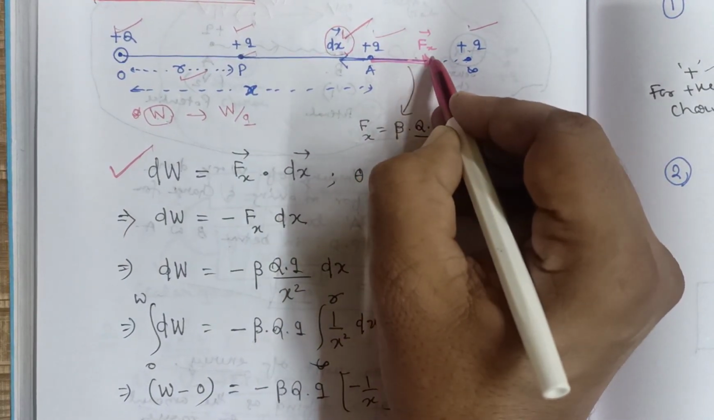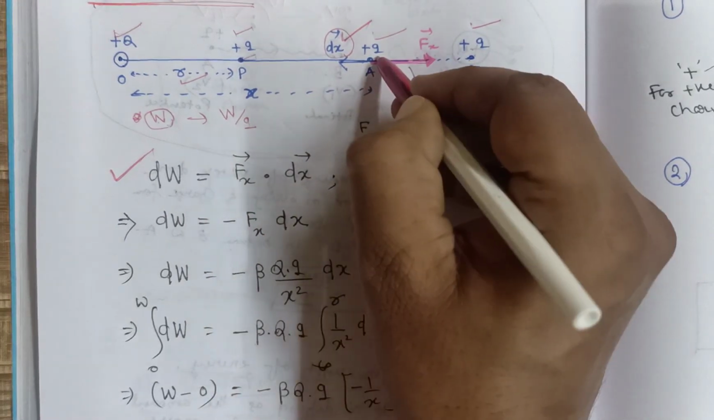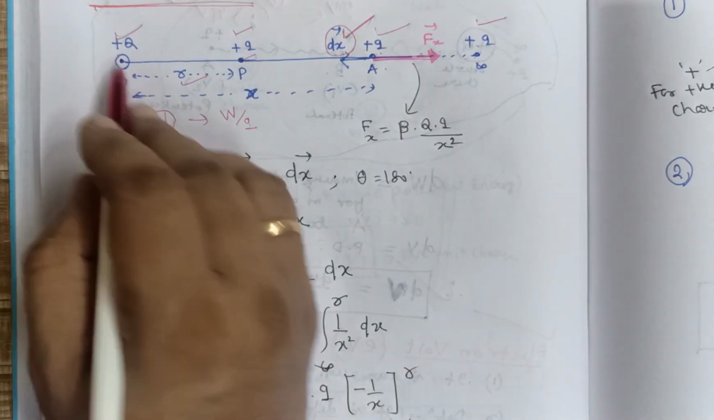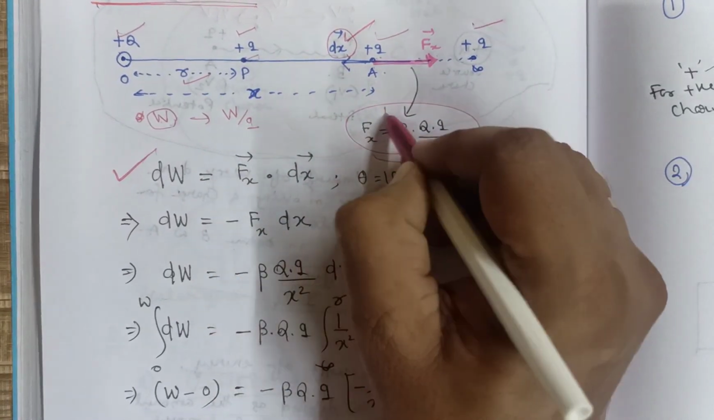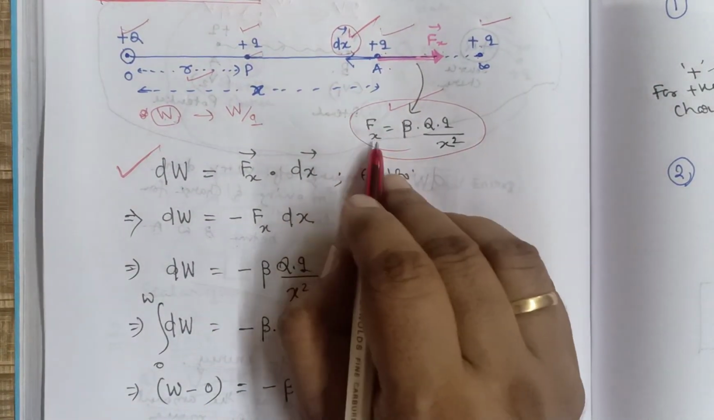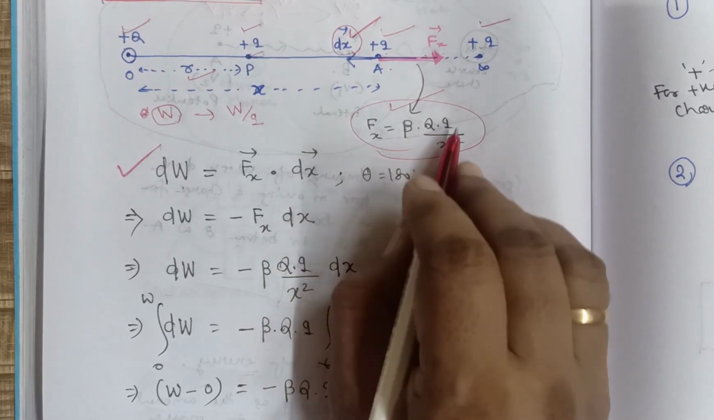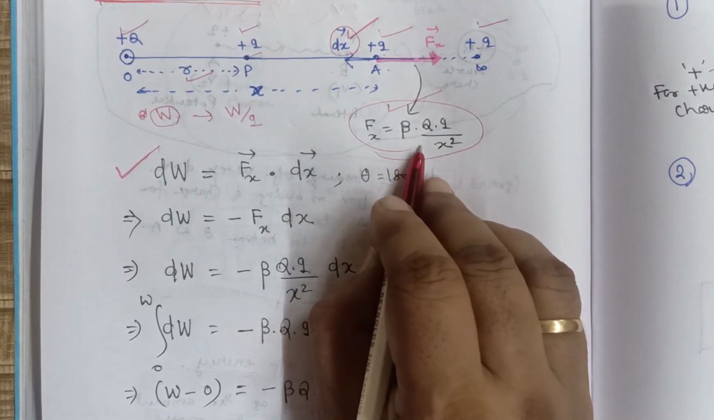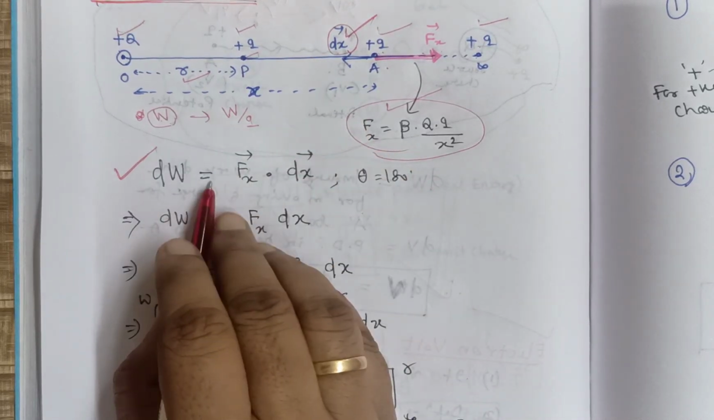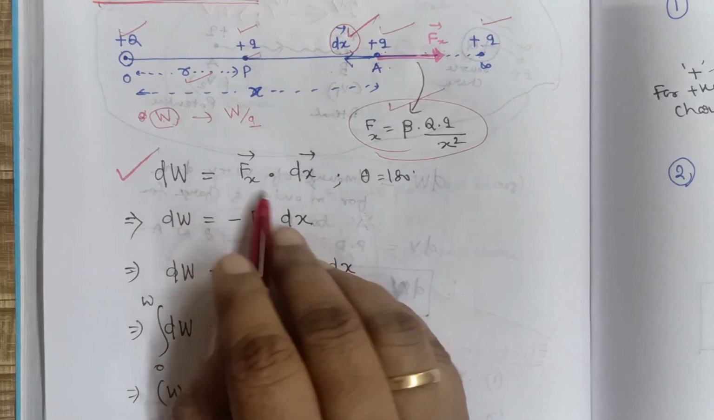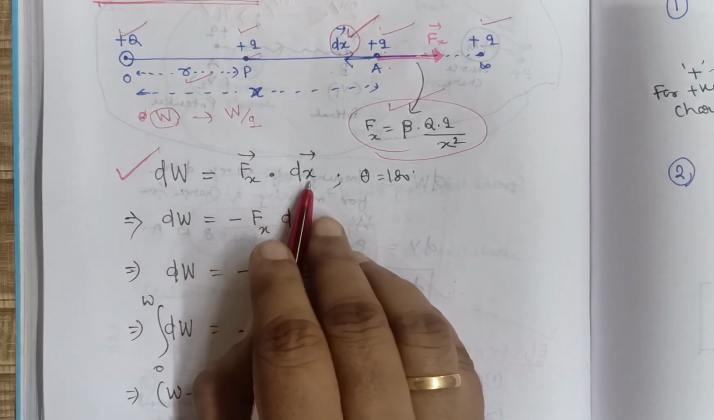Fx means the variable force acting on the test charge plus q at the point A due to source charge plus Q. So by using Coulomb's force formula, we have written this. Fx is equal to beta capital Q into small q by x square. This is Coulomb's force formula. Now you proceed for the derivation. First you write the small amount of work done as the dot product of force and displacement.